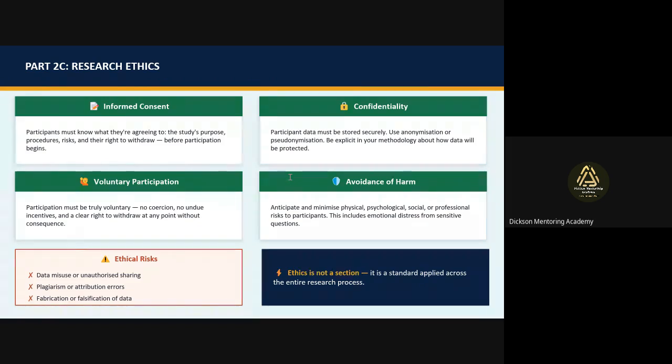And something we must note clearly is that ethics is not just a section in your thesis or your article. Ethics is the foundation for credible research, and it's a standard that must be applied throughout the entire research process. So ethics is not just a section you report on. It must be a standard you apply throughout your research process.